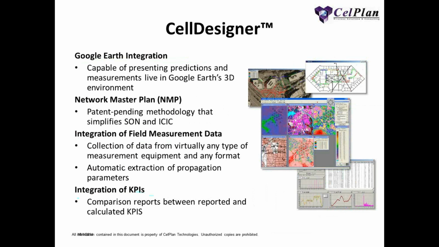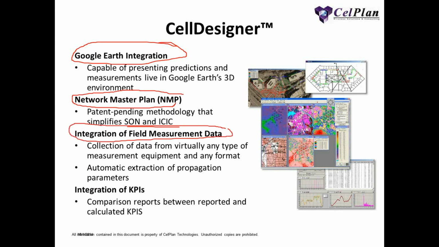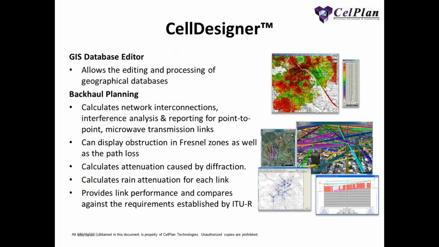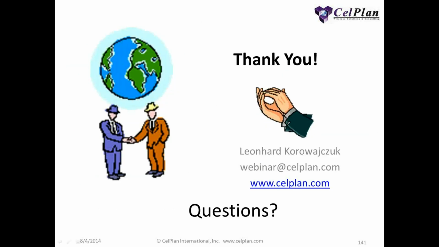As you saw, Google Earth integration. It provides a network master plan that can be used for SON and ICIC. Has integration of field measurement data and integration of KPIs. Well, a database editor, backhaul planning, also very, very powerful. Everything in one single tool. Here you can see we are modeling thousands of backhauls in the city of Sao Paulo, all in 3D over Google Earth, and you can rotate, you can do unbelievable things.